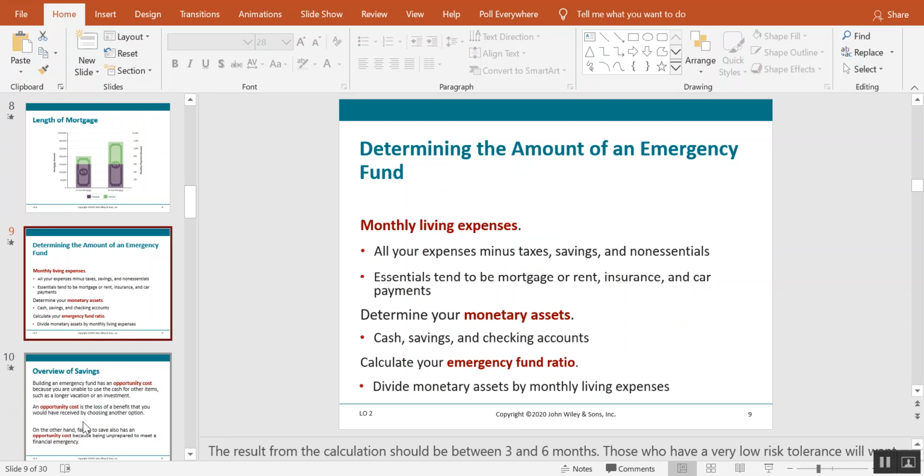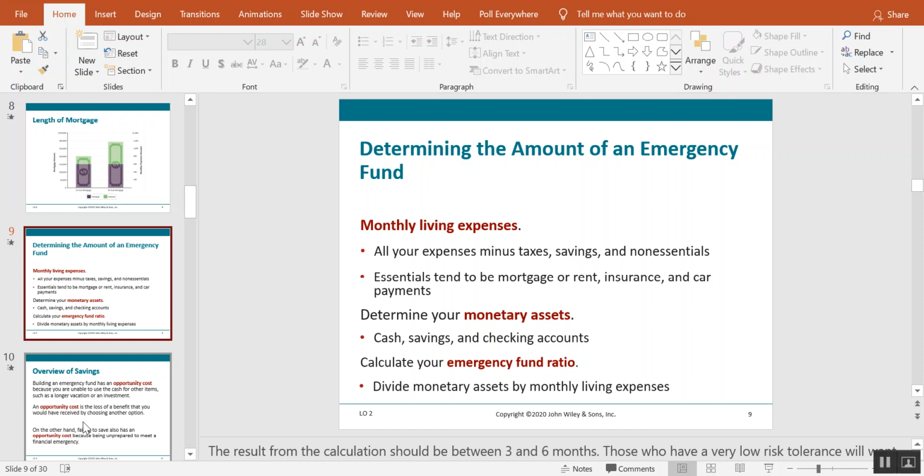Now, one of the things, and this is kind of shifting out of chapter 6 now into chapter 7, where we start talking about saving. And one of the reasons you save money is so you have an emergency fund. And you want to figure out what that emergency fund should be.